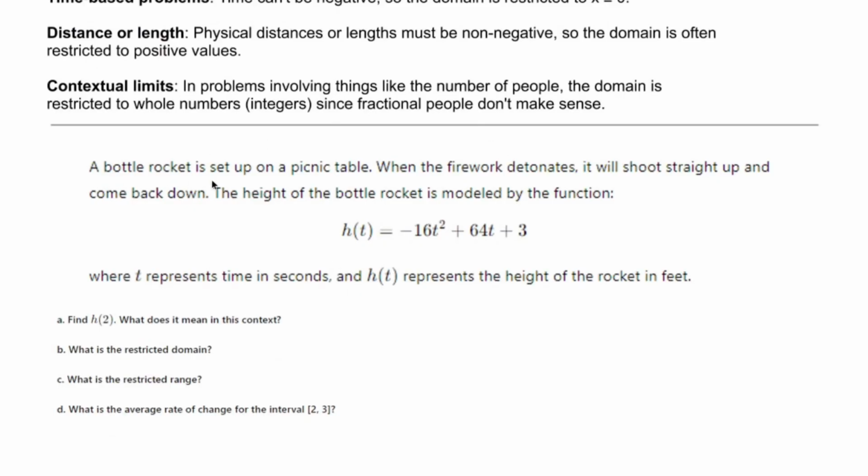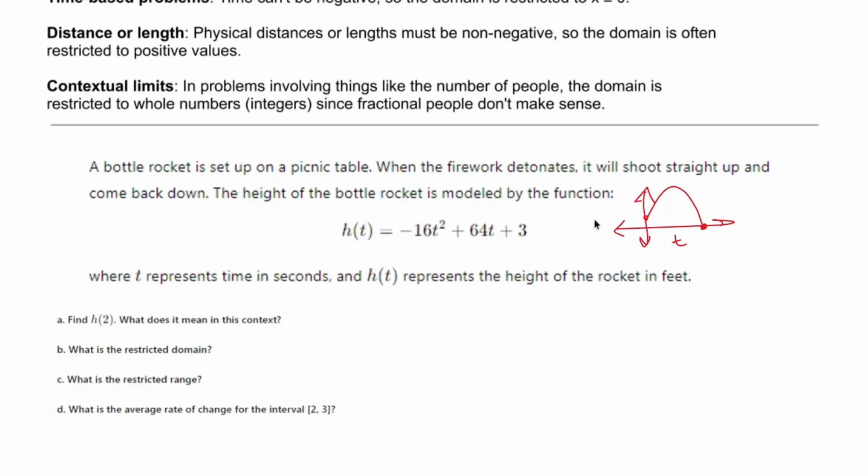A bottle rocket is set up on a picnic table. When the firework detonates, it will shoot straight up and come back down. The height of the bottle rocket is modeled by this function right here. So it's basically going to look something like this. Since it's plus 3, it starts here at 3, it shoots up, it comes back down. So this is the height of the rocket.